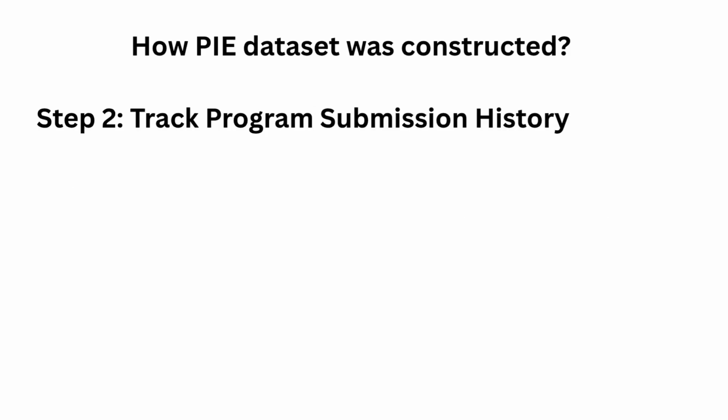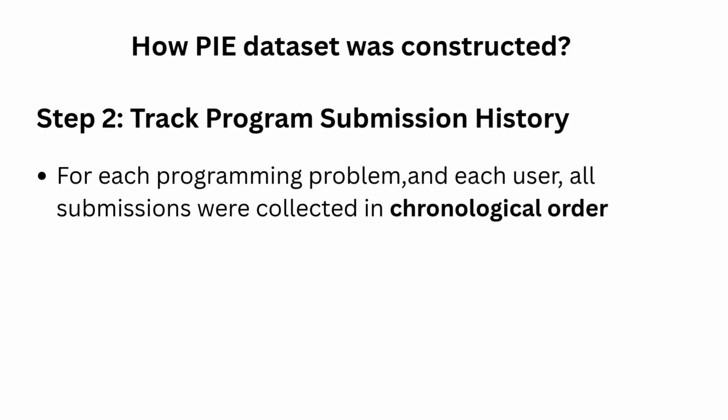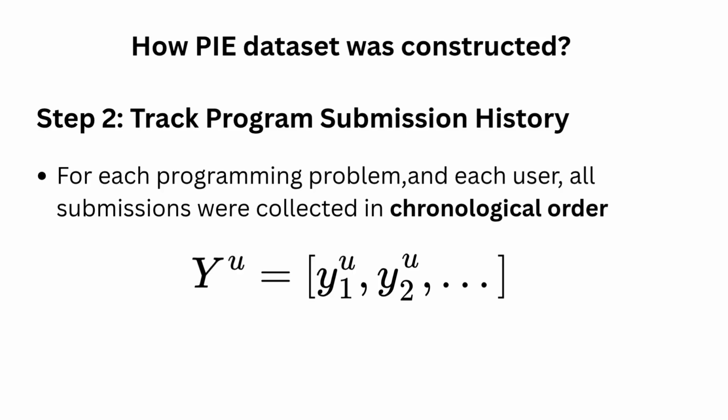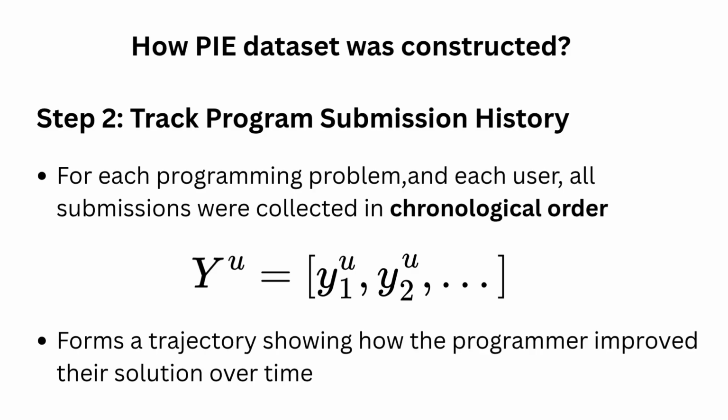Step 2, track program submission history. For each programming problem and each user, they collected all submissions in chronological order. Here, each Y_i is a program submission by user U. This forms a trajectory showing how the programmer improved their solution over time.